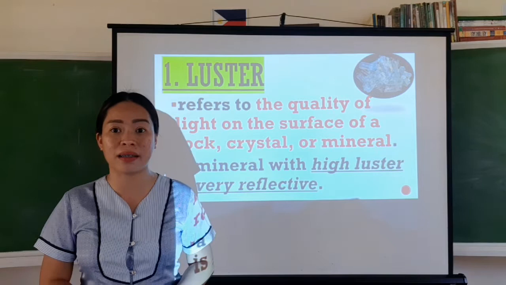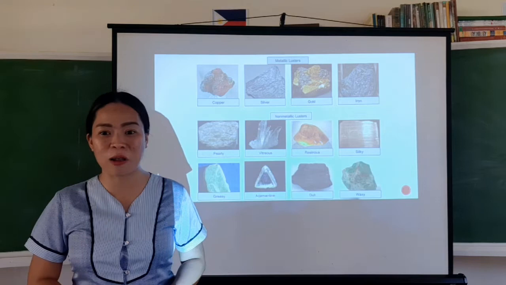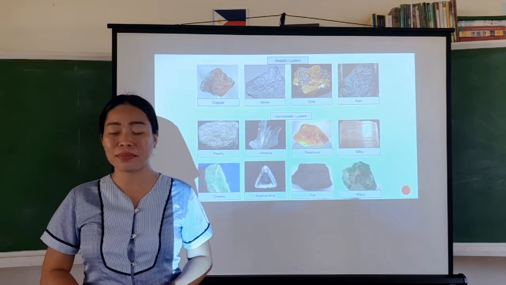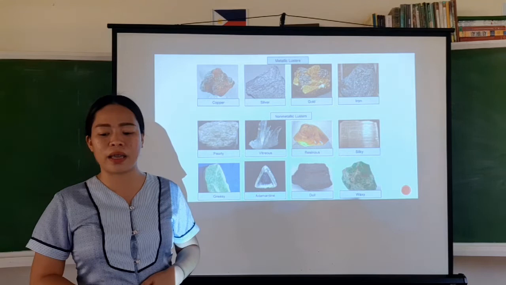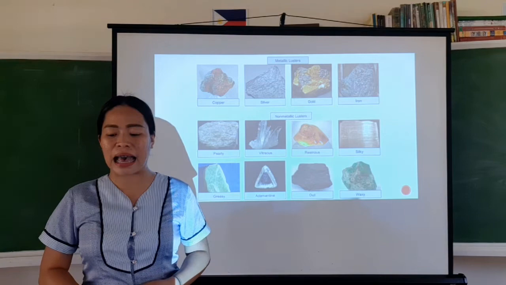Okay, so we have examples of metallic lusters. We have copper, silver, gold, iron. They shine brightly and they are very reflective. While non-metallic lusters include the following. We have pearly, vitreous, resinous, silky, adamantine, waxy, and many more.